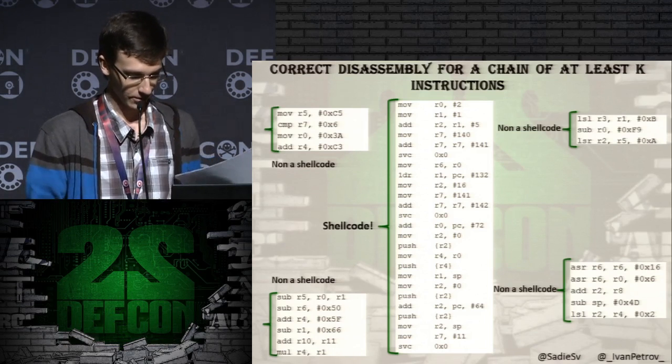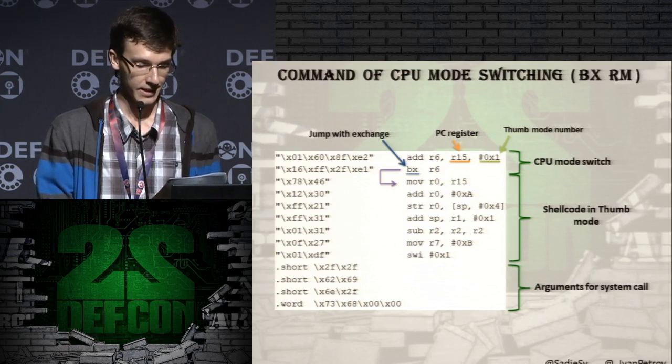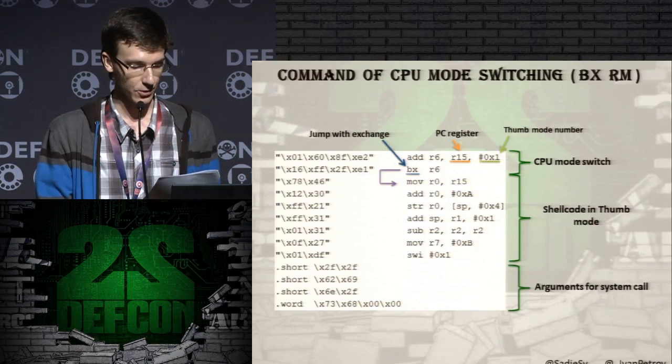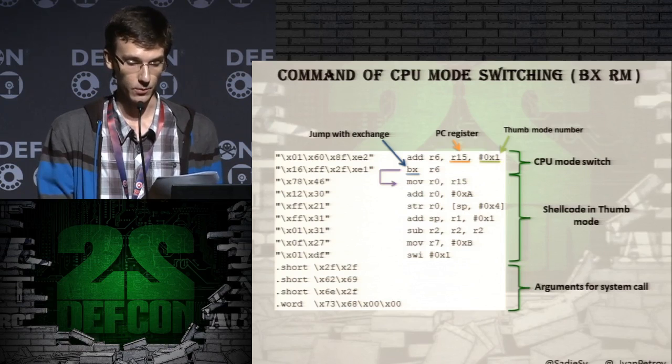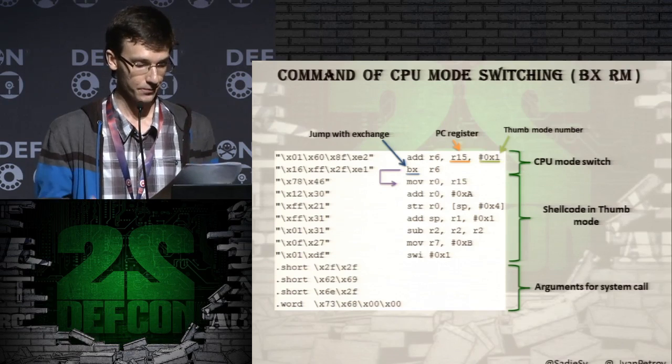The second feature. This is the most interesting feature, I think. This feature tells that shellcode uses a change to thumb mode. What's the point here? More than 80% of the ARM shellcodes in the web were created with this technique. So, what is this technique?